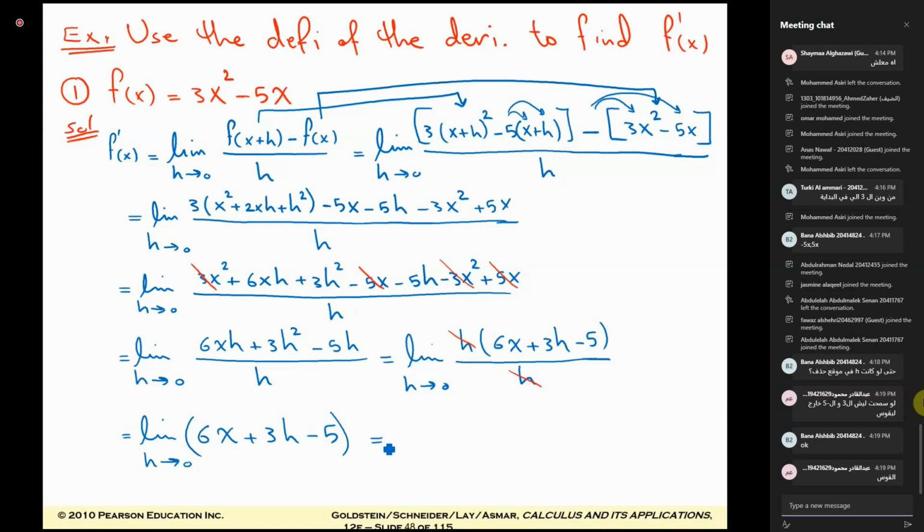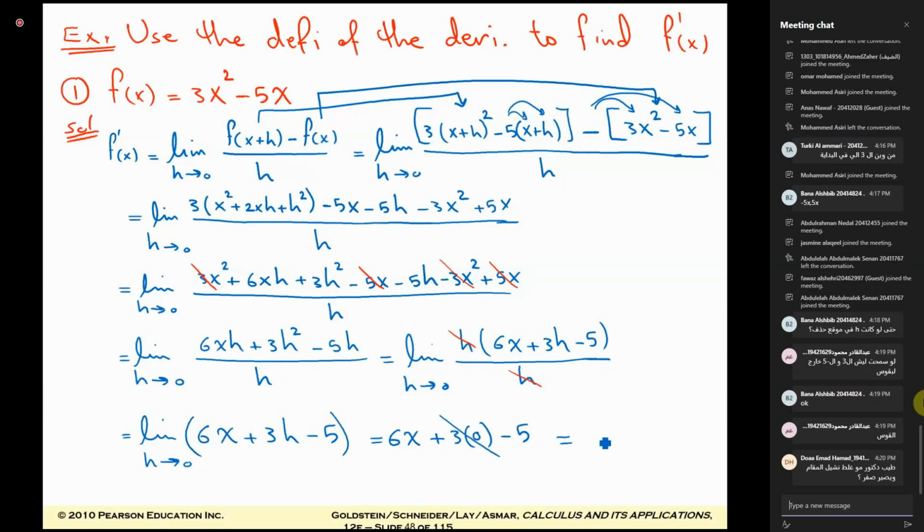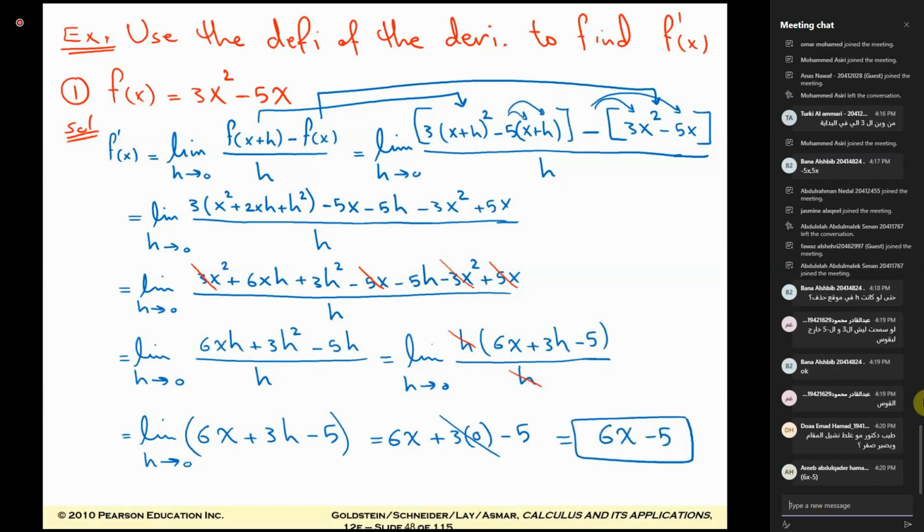Okay, now we can substitute h equals 0 after removing the h from denominators. So we have 6x plus 3 multiply 0 minus 5. So remove 3 multiply 0, this is 0. So we have 6x minus 5. This is the first derivative for our function. Okay.